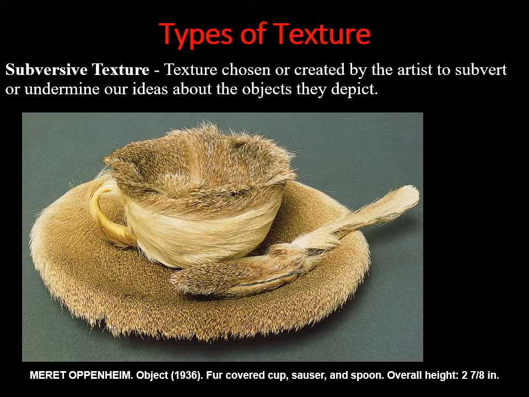And subversive textures, when an artist decides to play with your preconceived ideas of what these objects are. So a Meret Oppenheim object, where she took a cup, saucer, and spoon and covered them in rabbit fur. So for her, it was this idea, this way to make these cold, sterile, mundane objects sort of sensual and precious, so that you want to touch them.